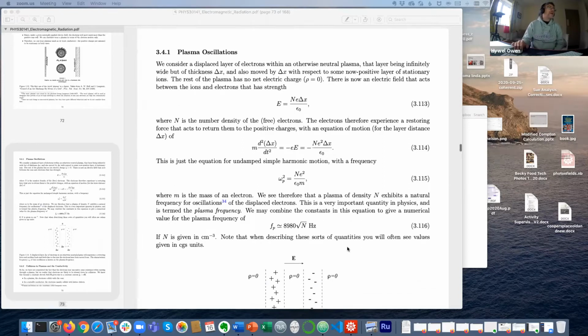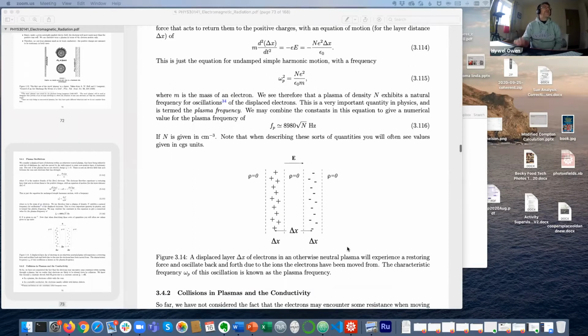Now, when we were deriving the plasma frequency, it does look somewhat artificial, this idea. This is figure 3.14 in the notes. And what we're trying to do in figure 3.14 is to illustrate an otherwise neutral plasma. So in all the regions of the plasma, left and right, we have a net neutral charge. In other words, there's equal numbers of positive and negative charges.